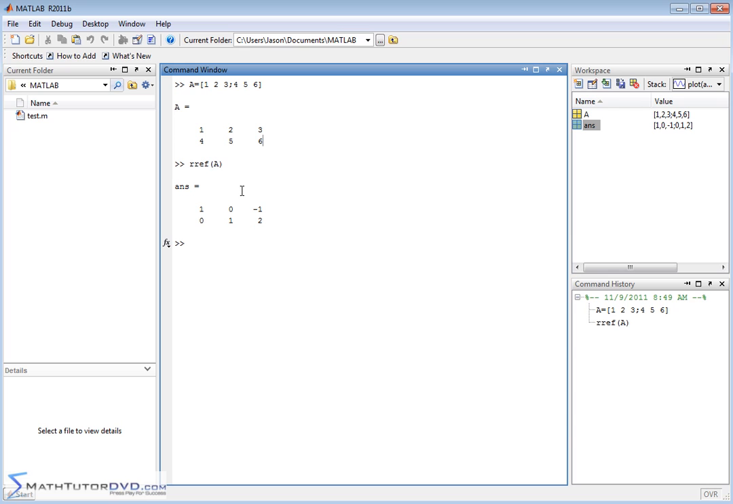MATLAB has done the row reduction for you and presented the final augmented reduced matrix for you. And once you have it in this form, you just read off the answers. X is equal to negative 1, y is equal to 2.